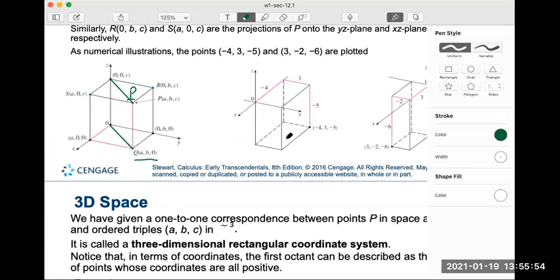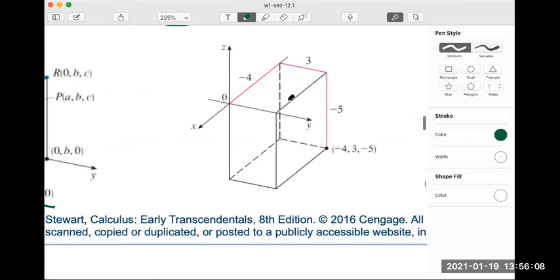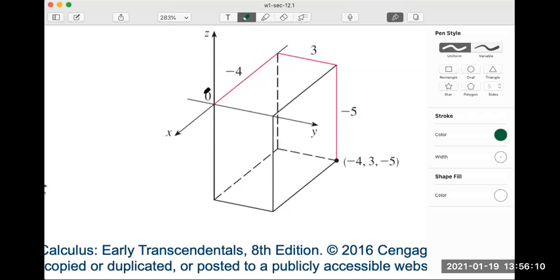And similarly, if we're given the point (-4, 3, -5), let us find the position of this in the coordinate system. Okay, the origin 0 is this point, x direction is this, y is in this direction, and z direction is this.